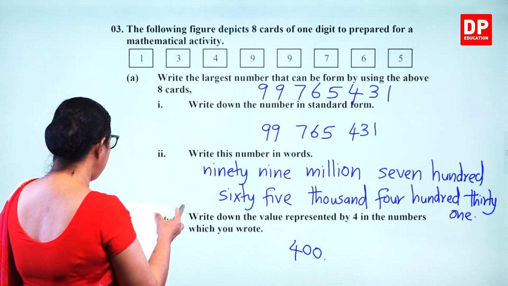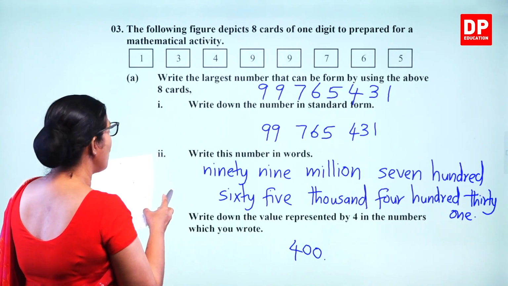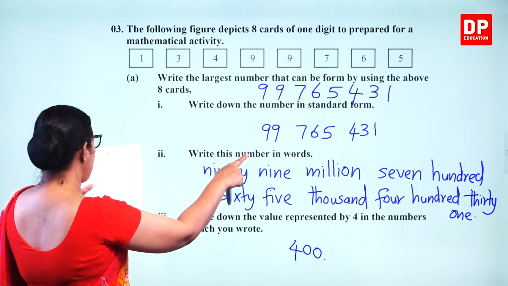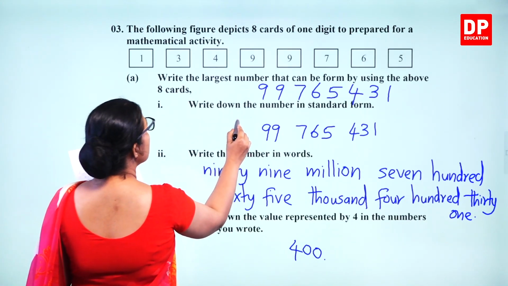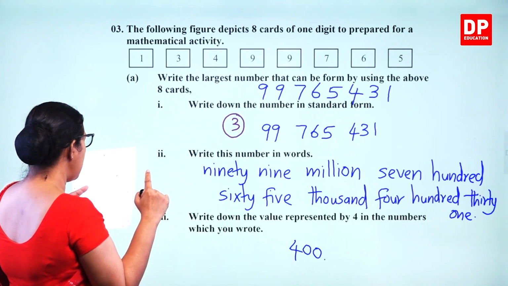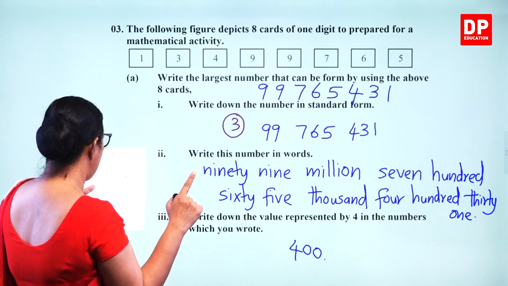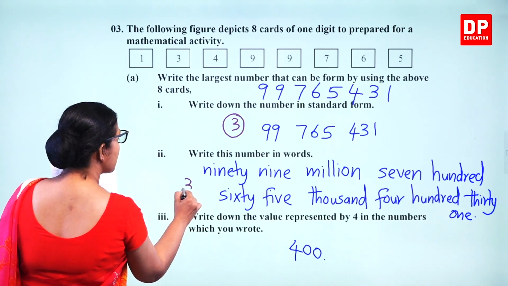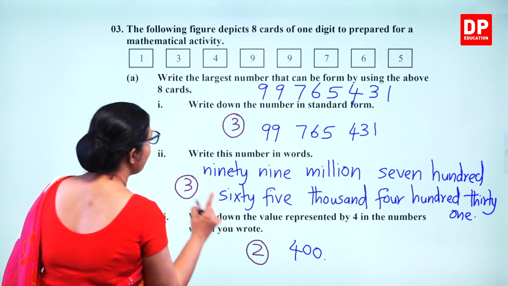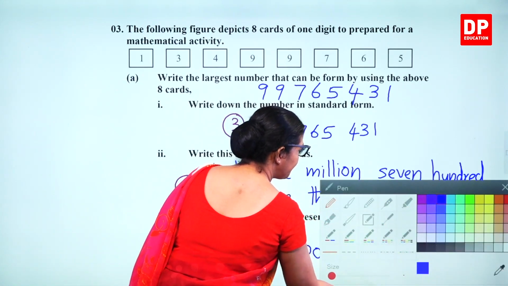So you are getting 99,765,431. That's writing in standard form. That's 3 marks. Then 400, 2 marks. So 6 plus 2, 8.